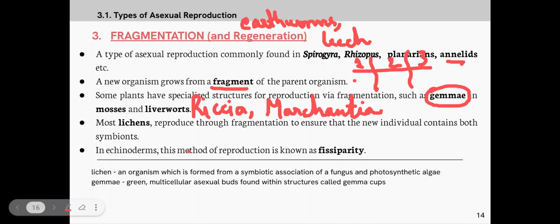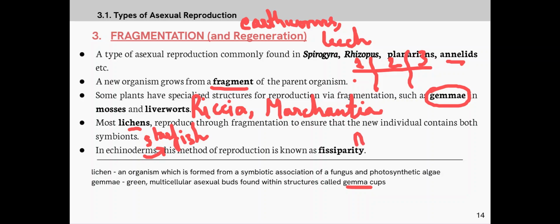Okay, we will be studying about gemmae and gemma cups in detail in the next class when we study vegetative reproduction. Most lichens as well reproduce through fragmentation to ensure that each new individual contains both the symbionts, the alga and the fungal partner. In echinoderms like starfish, this method of reproduction is known as fissiparity.